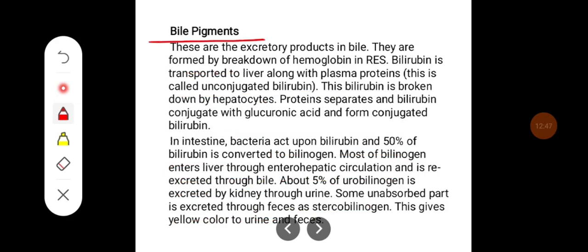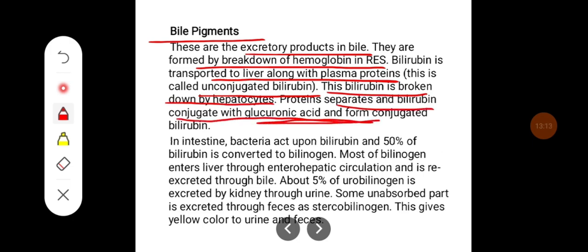Bile pigments. These are the excretory products in bile, and they are formed by breakdown of hemoglobin in the reticuloendothelial system. Bilirubin is transported to the liver along with plasma proteins, and this is called unconjugated bilirubin, which is bound to albumin. This bilirubin is taken up by hepatocytes. Proteins separate and bilirubin is conjugated with glucuronic acid to form conjugated bilirubin.